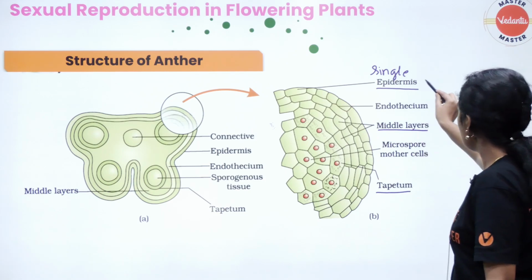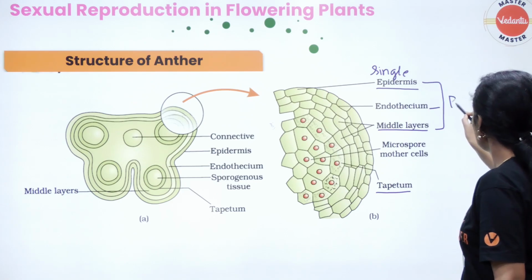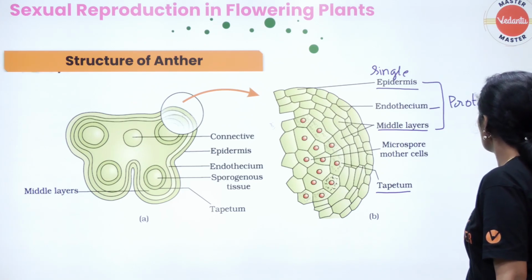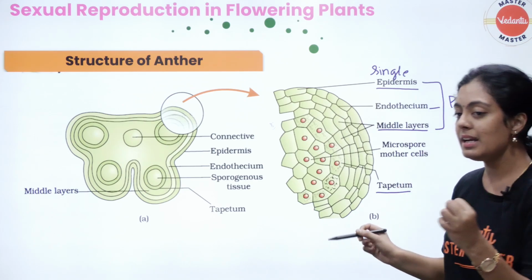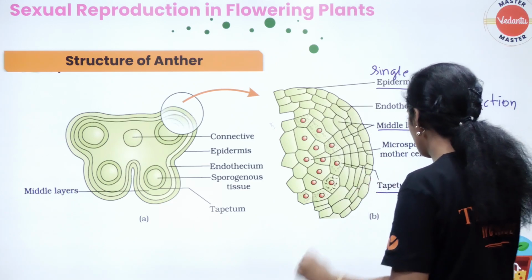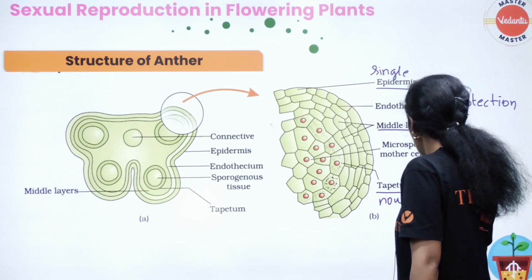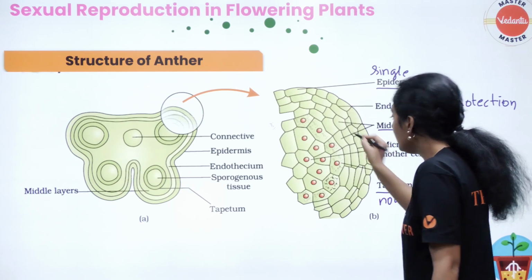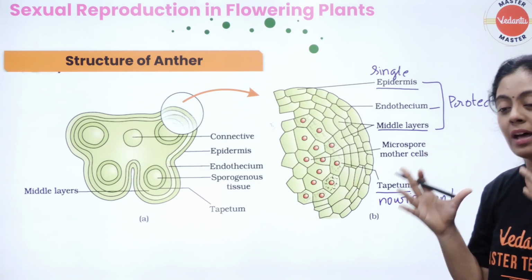Okay, the 3 layers, epidermis, endothecium and middle layer, they give protection to the anther. என்ன கொடுக்கும் பசங்களா? protection கொடுக்கும். இந்த tapetum innermost layer. Okay, and this tapetum is going to give nourishment. tapetum என்ன கொடுக்கும்? nourishment. ரொம்ப ரொம்ப முக்கியம். எதுக்கான nourishment? இந்த developing microsporesக்கான nourishment உங்க tapetum தான் கொடுக்கும்.